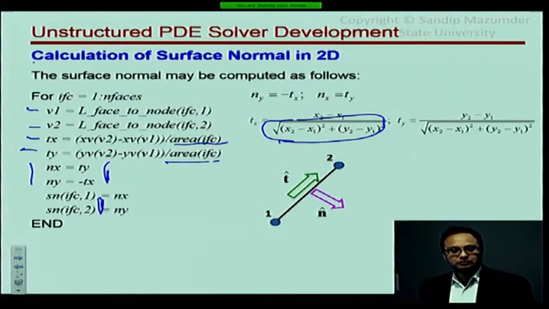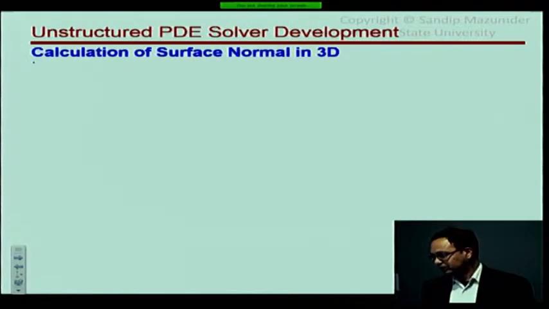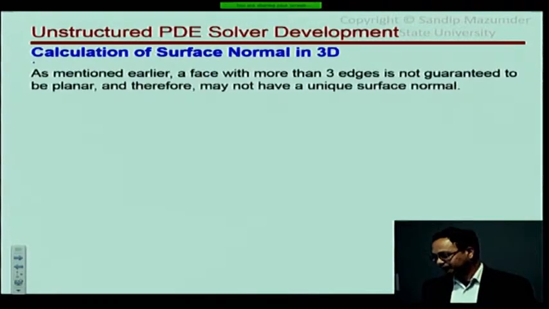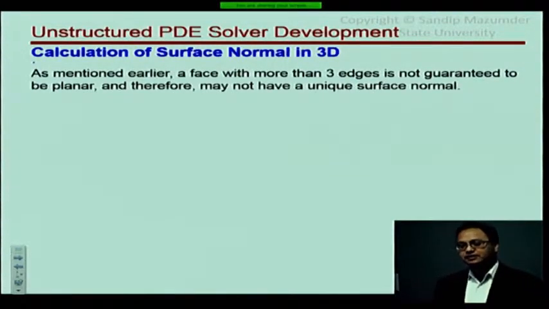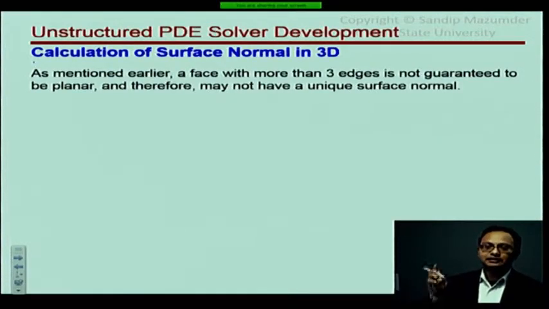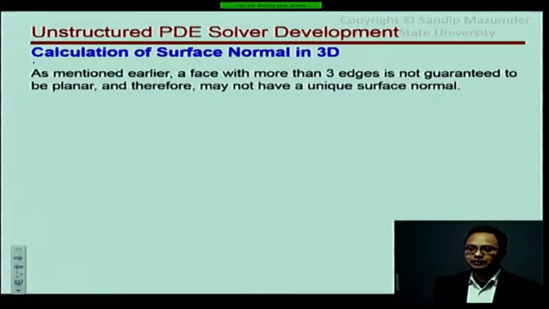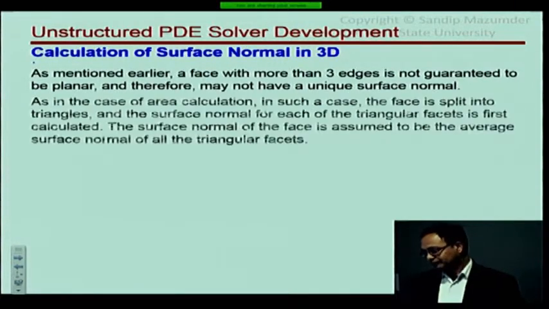All right. Let's talk about 3D now. Surface normal in 3D. As I mentioned, if you have 4 points on a surface, then they're not guaranteed to have a unique surface normal. So what people usually do is, again, they break it up into triangles. They calculate the surface normal of each triangle, and then they use the average value of that surface normal as the surface normal of the quadrilateral, for lack of better alternatives, really.